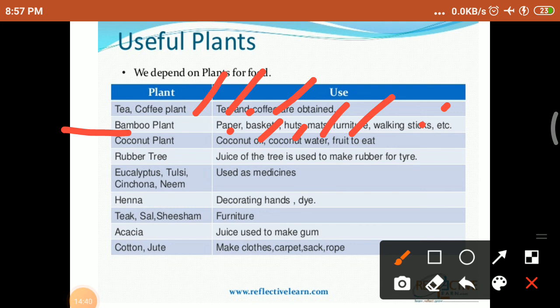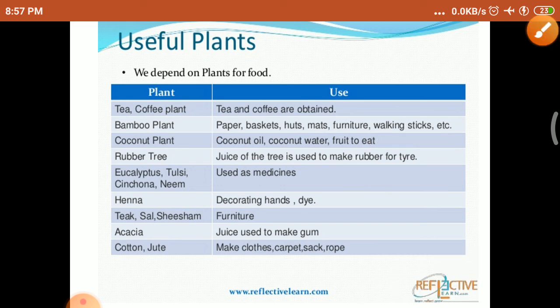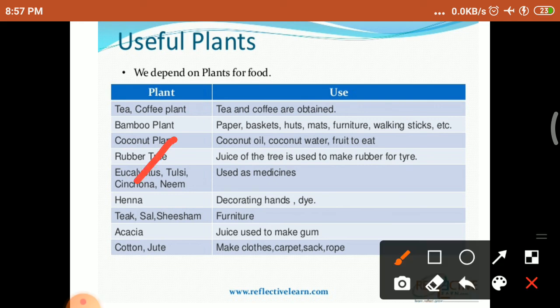And the next one, coconut plant. From this coconut plant we are getting coconut oil for applying on our hair, and coconut water and fruit to eat. The next one, a rubber plant. From the rubber plant, we are getting rubber and tire. The next one, eucalyptus, tulasi, chingona, and neem.